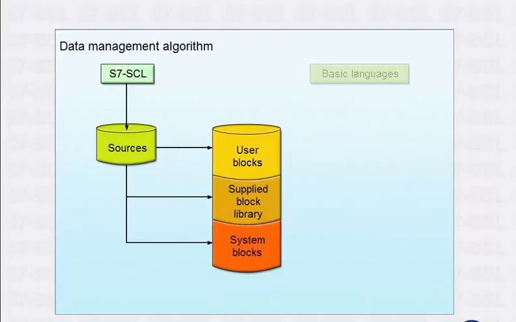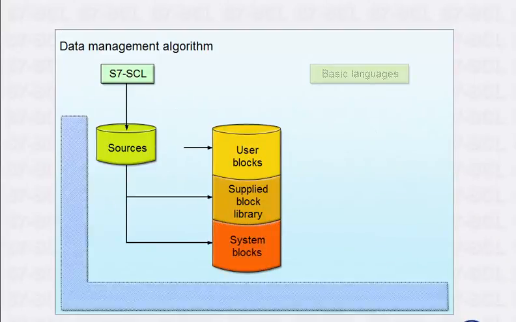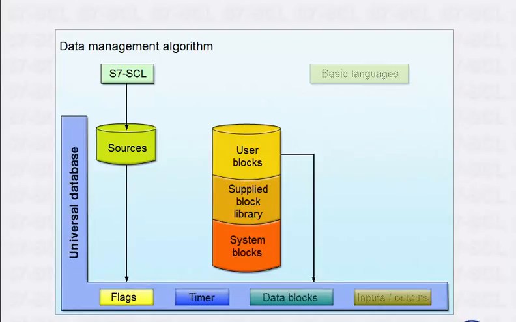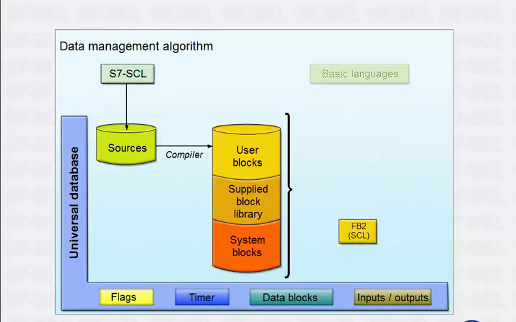already available. Due to the universal database integrated in Step 7, it is possible to have read and write access at any time from the S7 SCL program to the entire tag management of the CPU. This can be done both with absolute addressing and symbolically using the symbol table. Once the algorithm has been implemented in one or more S7 SCL sources, the built-in S7 SCL compiler now generates one or more Step 7 blocks.